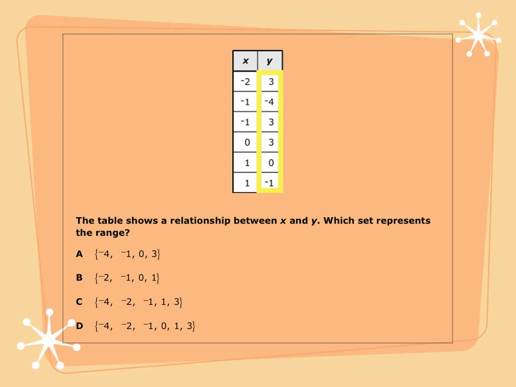So I need a -4, which takes out B. I need a -1, which already gives me my answer. A includes -4, -1, 0, and 3.